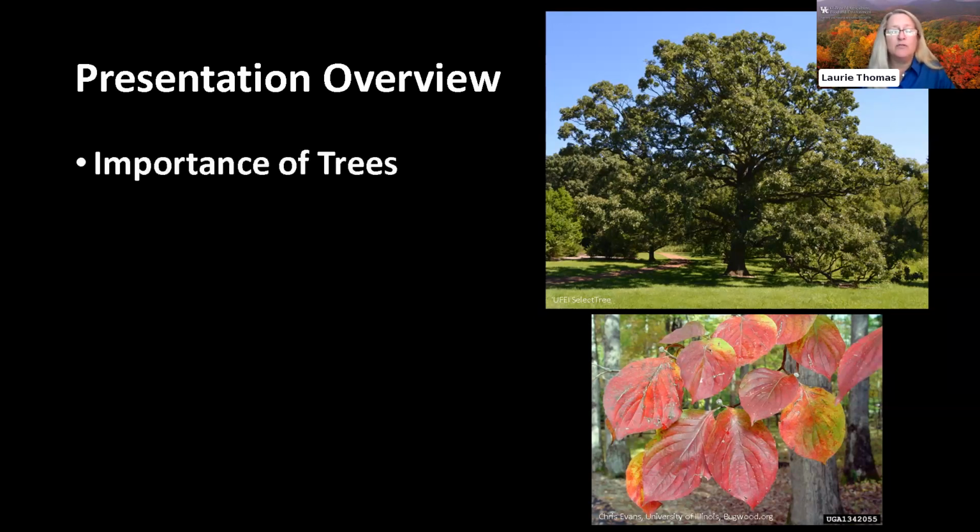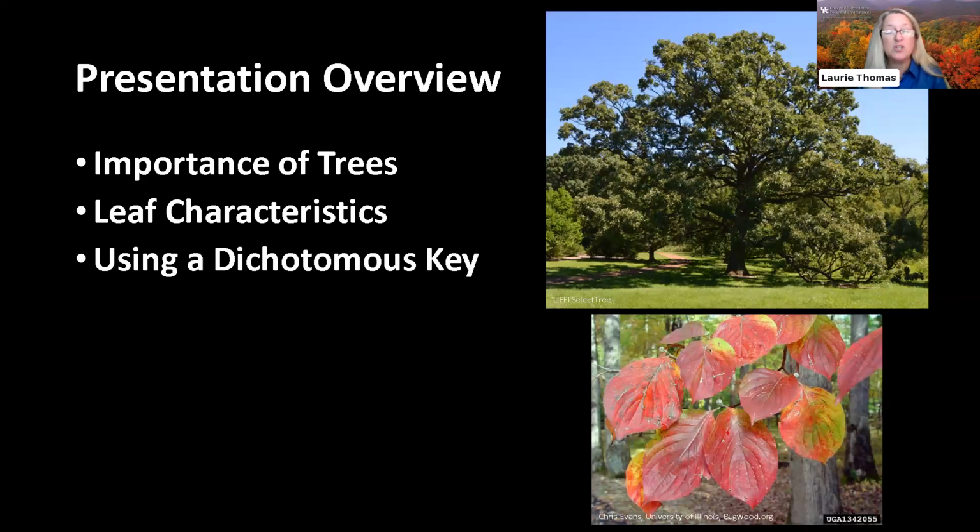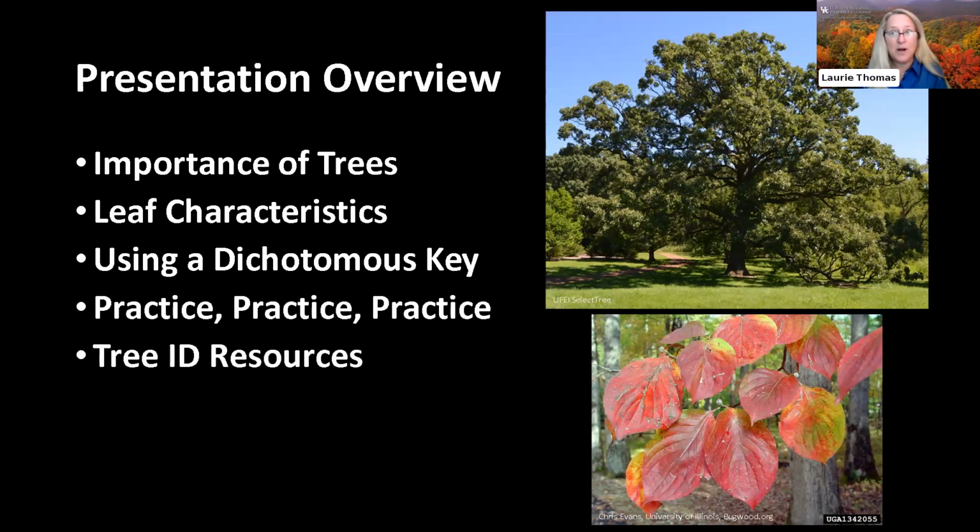In our presentation overview, I'm going to start off with the importance of trees. We all kind of know this. We've probably heard it many times before, but I think it's a really nice place to start. Then we're going to look at some leaf characteristics, because right now we're going to start with tree identification using tree leaves, since we still have them. Easiest place to start. Then I'm going to show you a dichotomous key. If you've never used one, this is a great tool to help you learn to identify trees or lots of other organisms. And then we'll talk a little bit about practice, and then some tree ID resources, both online and paper versions, that could be helpful to you.